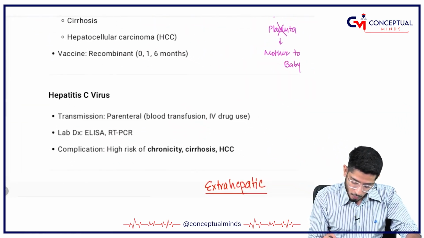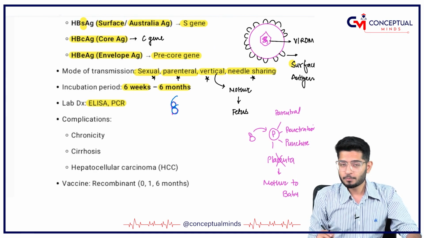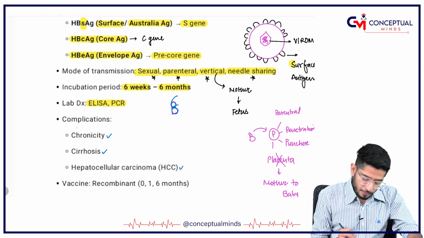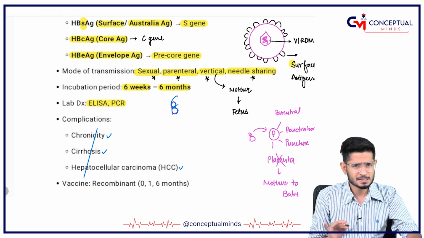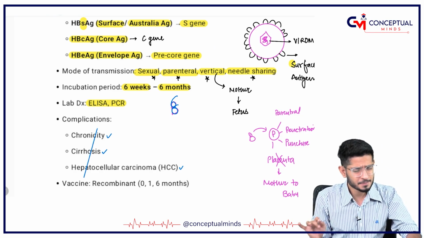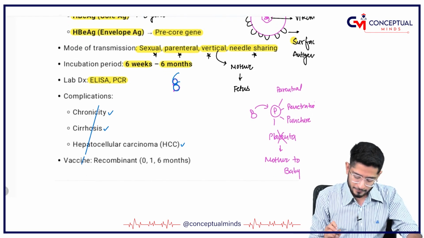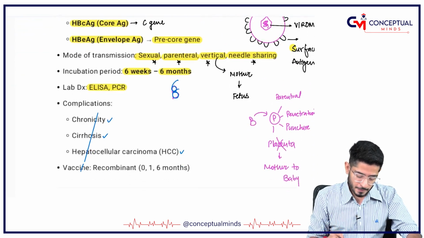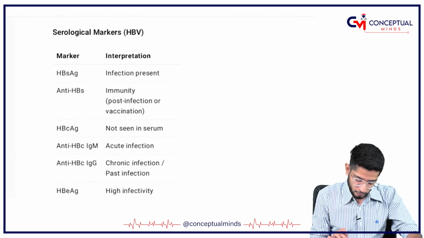Okay, so now I can come to the complications. Yes, it can also show chronicity, cirrhosis, and even hepatocellular carcinoma. But these complications are not commonly seen with hepatitis B. These are most commonly seen with hepatitis C. So we will talk about the complications there, and vaccine also I will discuss later on. Hepatitis B is not ended here. Okay, let us discuss some other things about hepatitis B before.